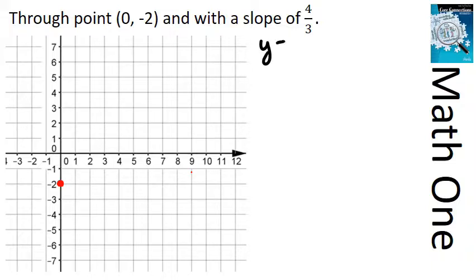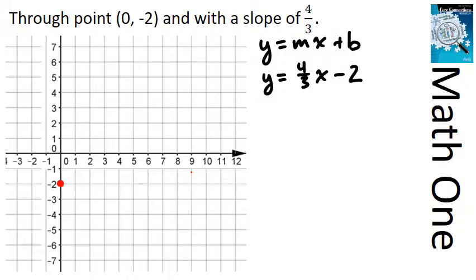The generic slope-intercept form of an equation is y equals your slope times your value of x, plus b, your y-intercept. And you can see for this problem, I know that y equals my slope of 4/3 times x, and then that would be a -2. So this is my answer to part A. This is the equation of the line.